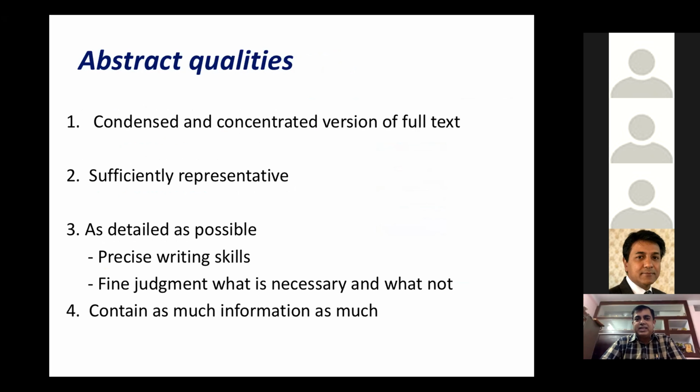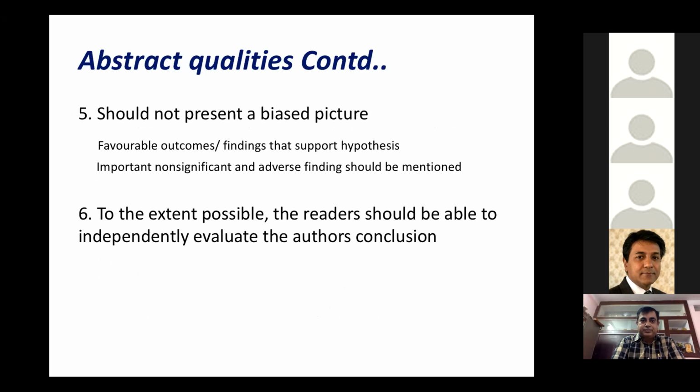It has to be a condensed and concentrated version of the full text. Whatever we have written in the whole paper, it should be sufficiently representative, as detailed as possible. So you have to have precise writing skill and fine judgment about what is necessary and what is not. And it should contain as much information as you can write in the abstract.